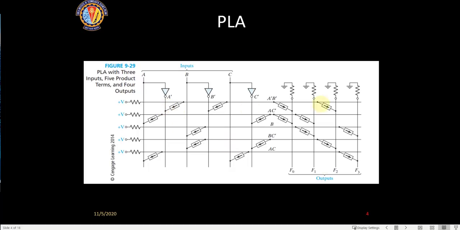This is the block diagram of a PLA. This is the power supply voltage. These horizontal lines are all VDD, the power supply, and the output functions are these F0, F1, F2, F3. These are the input pins, input lines: A, A bar, B, B bar, C, and C bar. This left-hand side is the programmable AND plane.